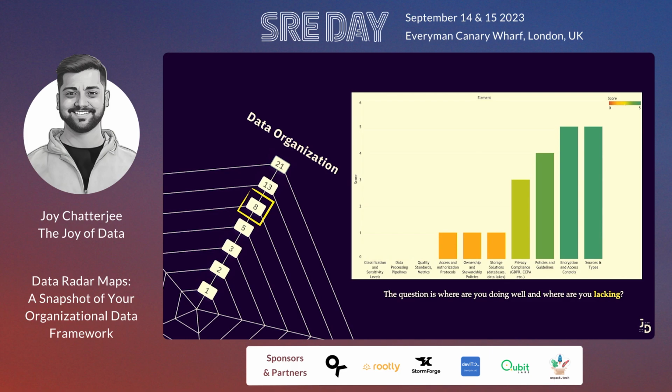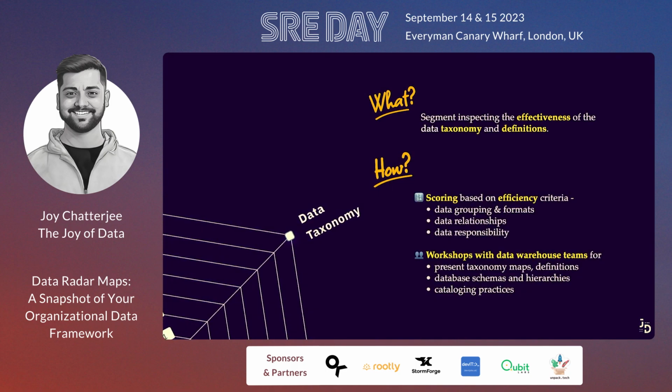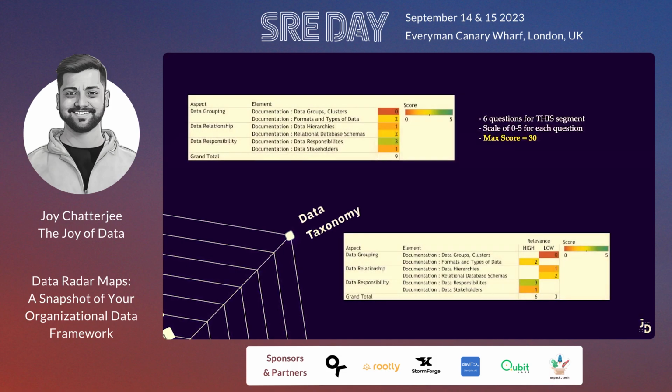So let's do a few more. Organization, let's talk about taxonomy. Again, it's very similar, but in a different direction, which is how you are defining your data. What kind of relationships do you have? What kind of responsibility do you have, which means who's really taking care of the data? Who do you go to when you need a particular data import, etc.? Similar things here.